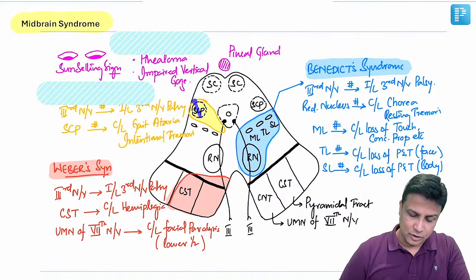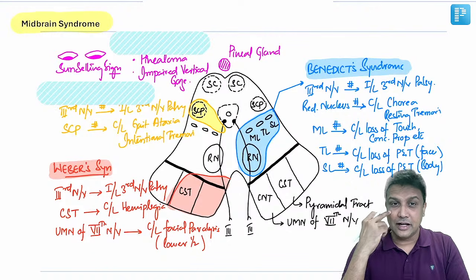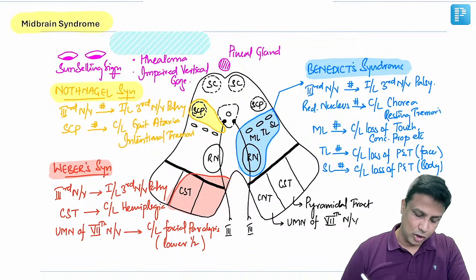Midbrain is connected to cerebellum with the help of superior cerebellar peduncle. And if this one is gone, of course, the cerebellum will be affected. It will lead to what, guys? Ataxia. Contralateral ataxia along with the intentional tremors. So ipsilateral third nerve palsy as well as the contralateral gait ataxia, this syndrome is referred to as the Nothnagel syndrome.